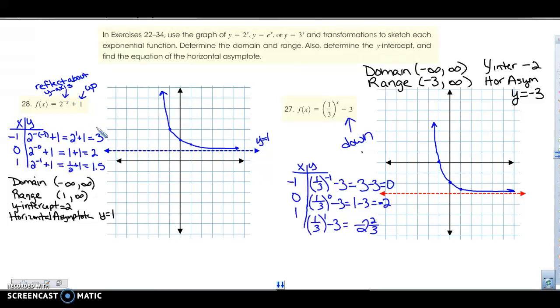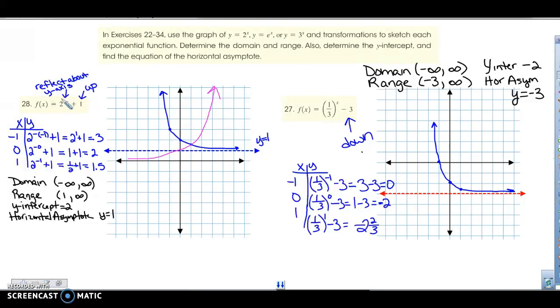Now, if you recall, there was an order of operations, an order of transformations that we talked about. And so we should go ahead and do that reflection first. So what we have here, if we started off with the basic exponential graph, going through the point 0, 1, it would look something like this.